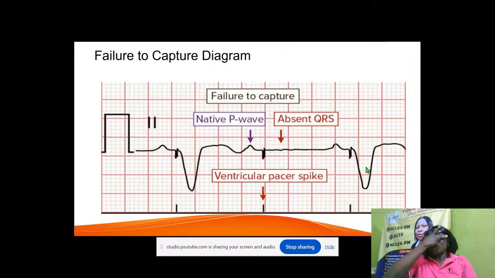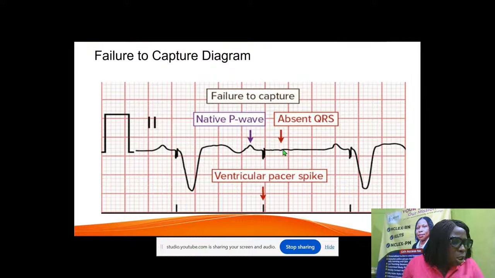So if this is to spike, or this is to spike QRS, you can see we only have 2 QRS here, but we have 1, 2, 3 spikes, meaning that 1 QRS is missing. So just say that in failure to capture, you have more spikes than what is to be paced. I say what is to be paced because it might be atrial, it might be ventricle.